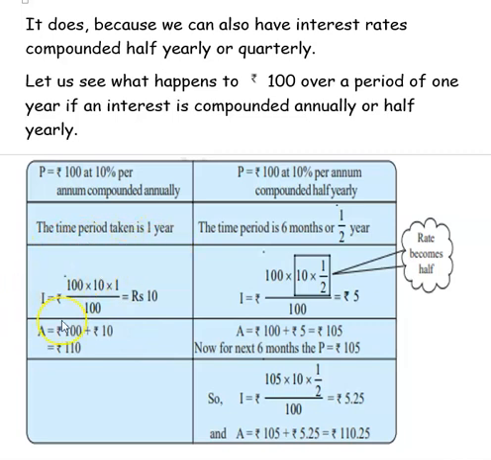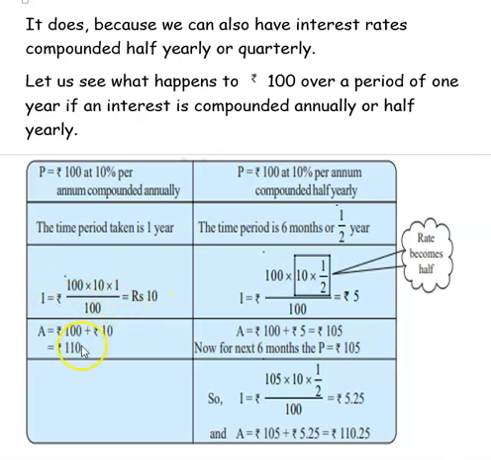So, how will you find the interest? You know that interest is equal to P into R into N, that is principal into rate of interest into number of years, divided by 100. So we are substituting 100 into rate of interest 10 into number of years 1 divided by 100. If you simplify this, 100 will get cancelled. So you will get the interest as ₹10.